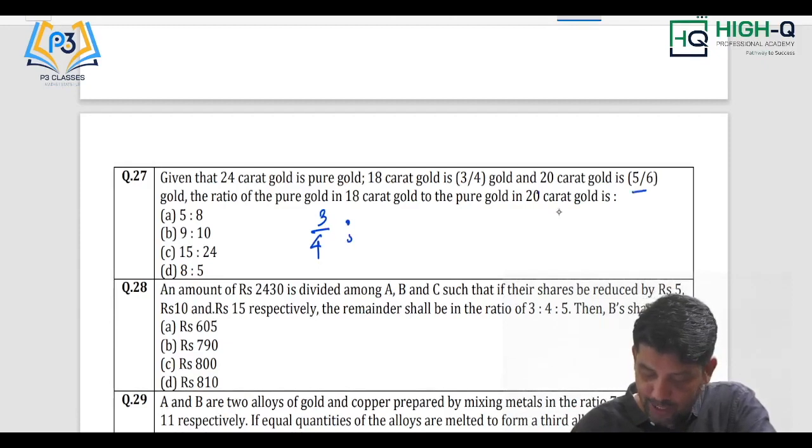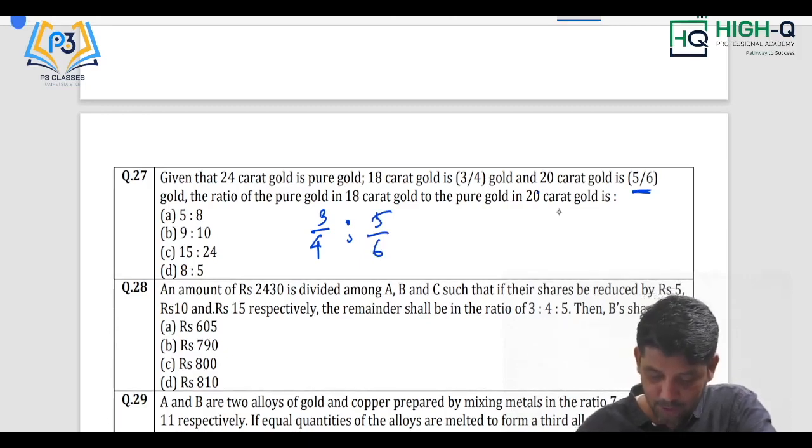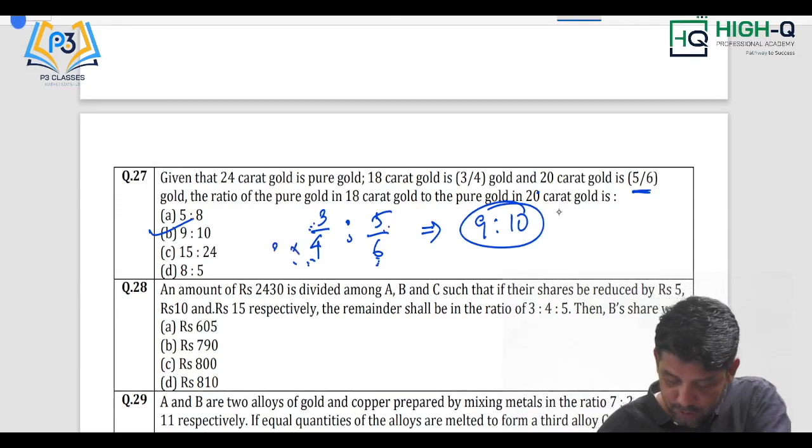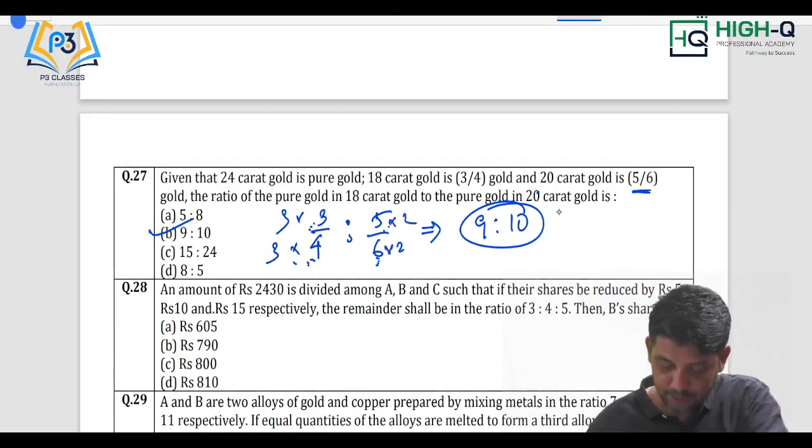And 20 karat has got what? 5/6 gold. They ask you to find out the ratio. Find out the ratio, my dear. Sir, LCM is 12, sir. Multiply the numerator by 12. So what you'll get? 9:10. See, LCM is 12, so 9:10 is our answer.